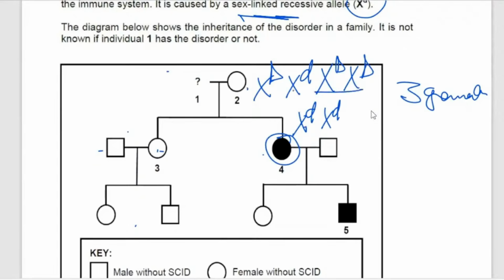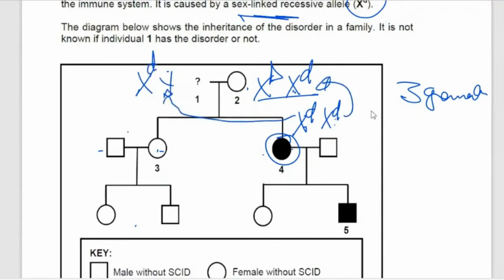Whenever they ask you to identify, make sure that you look at the kids, which kind of kids they have produced. Therefore, we have identified that this kid is small d, so one came from the mother, therefore the mother is like this. Now, what about the father? Remember, this is a sex-linked disorder. If one came from the mother, then definitely another one came from the father. Therefore, the father is affected with that disorder.